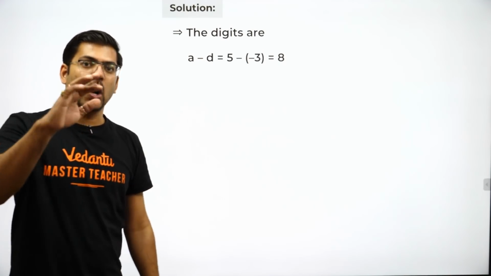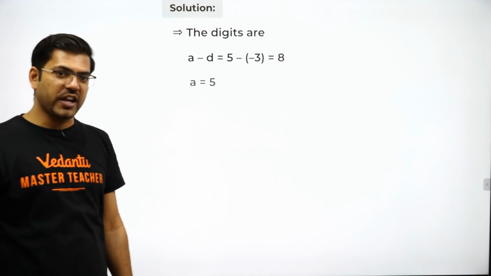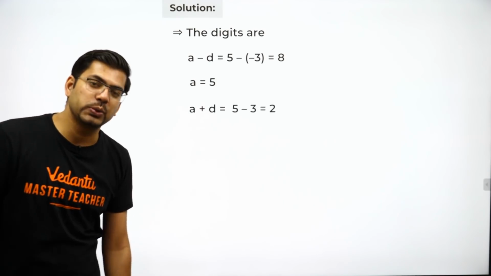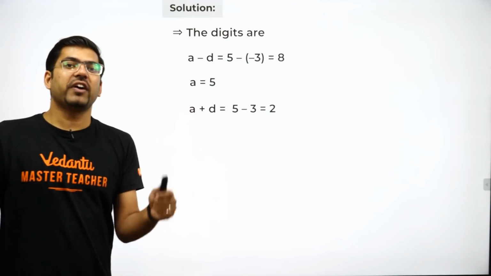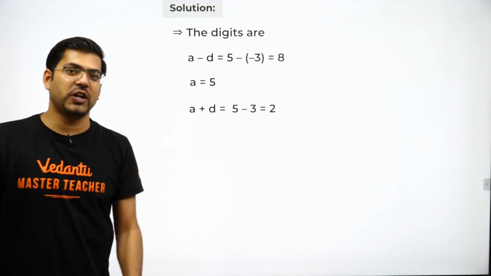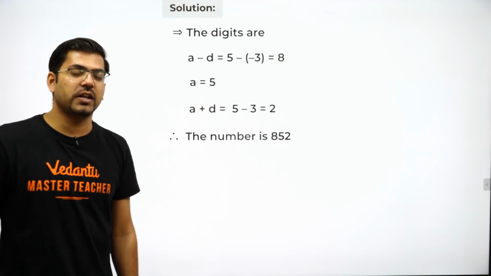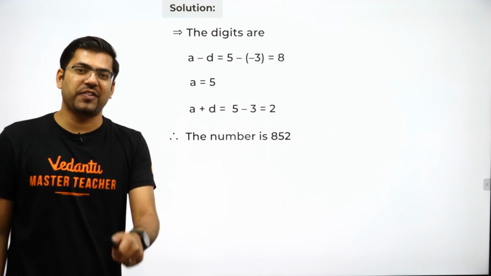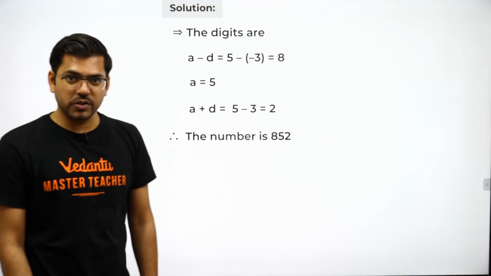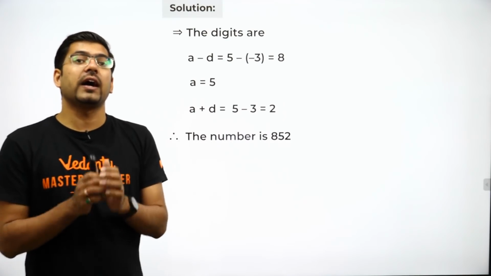So, the first digit you got is 8, the second digit would be 5, and the third digit would be nothing but 2. So 8, 5 and 2 is the number, that is 852. For the final number, always write the conclusion that the number is nothing but 852. I guess you would have understood this question, and this question is again an important question.